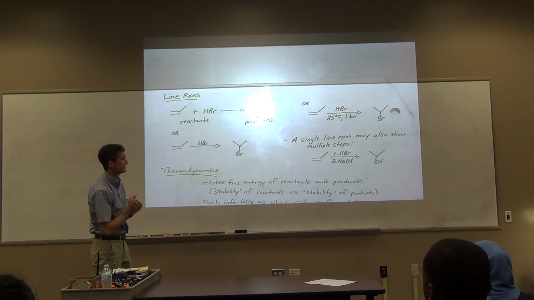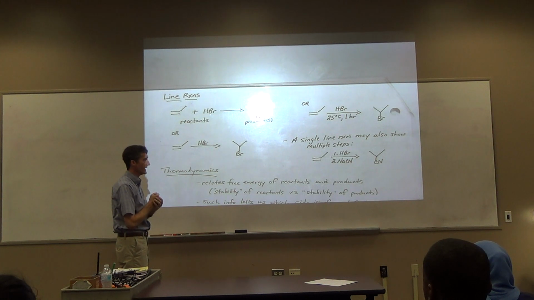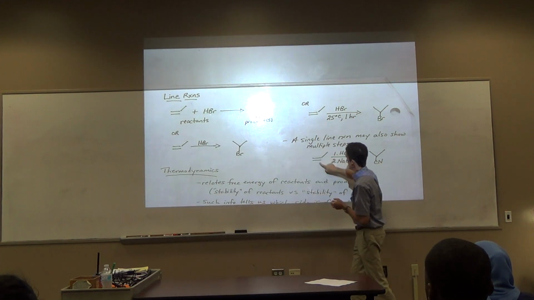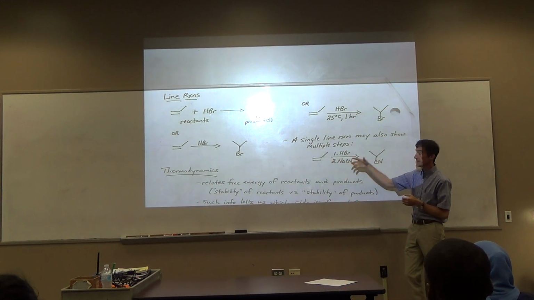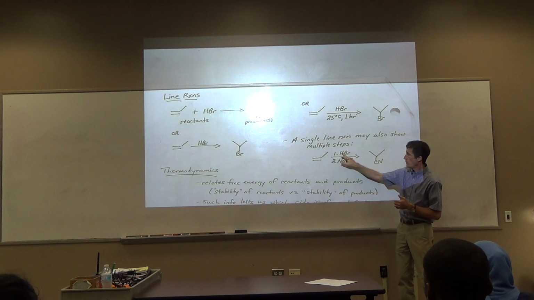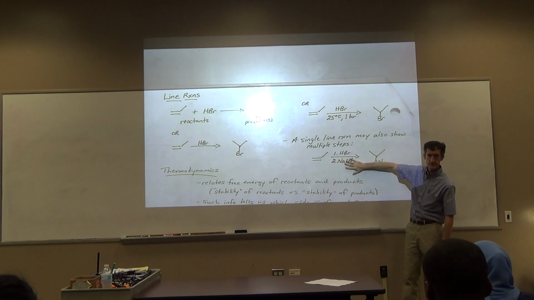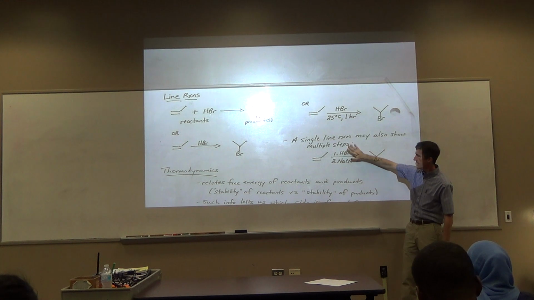Now a single line reaction may also show multiple steps. For example, this alkene reacts with HBr to give some product. That was one. One happens one week, the next thing happens next week. These are not mixed. Okay? Not mixed.